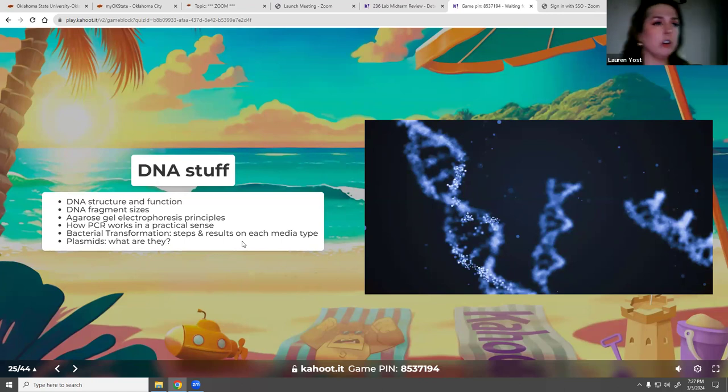Plasmids, what are they? Another question that trips everybody up on this test. A plasmid is DNA. That's the molecule that it is, DNA. They have genes that code for protein, but they themselves are DNA, just like the chromosome.